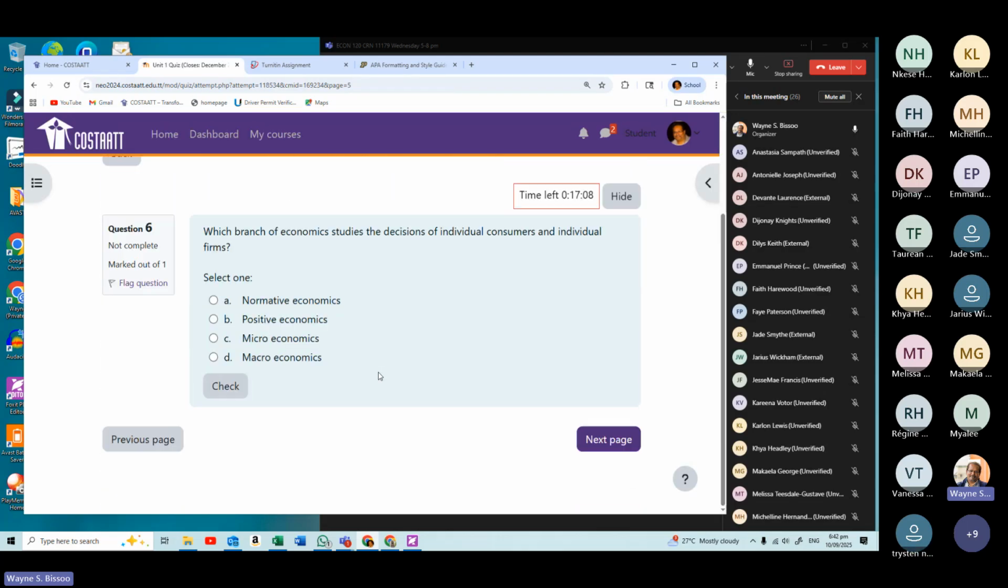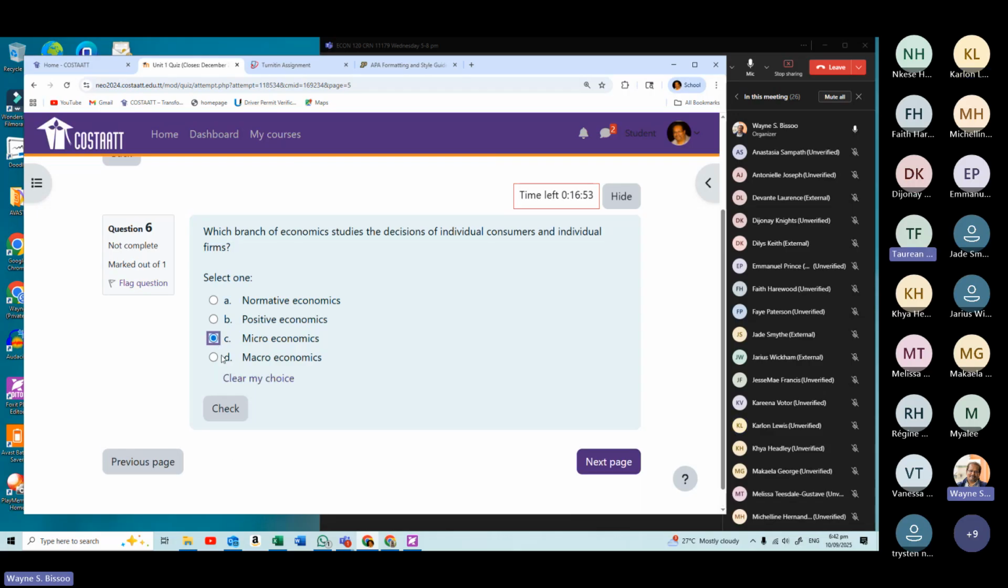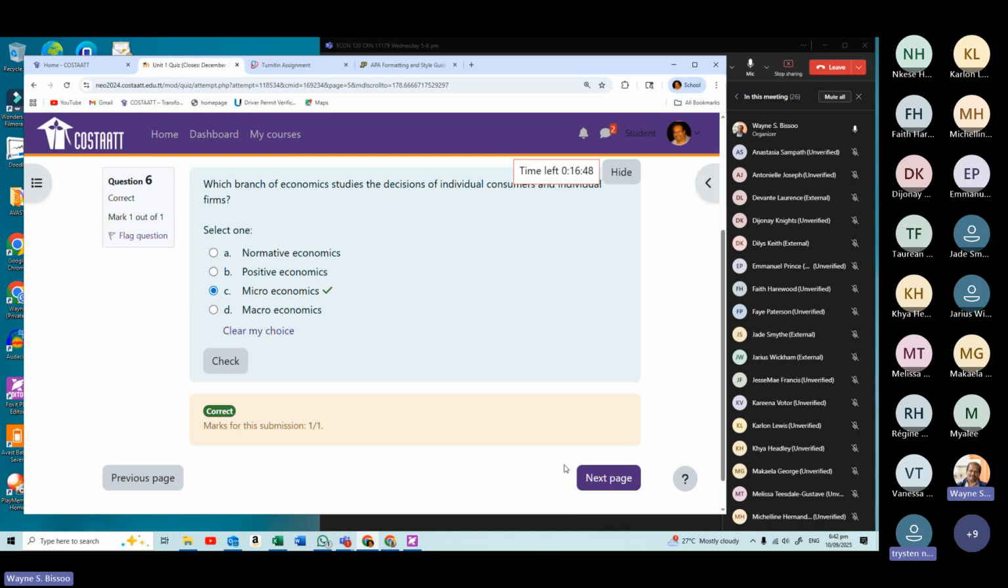Next, we have question 6. Which branch of economics studies the decisions of individual consumers and individual firms? Normative economics, positive economics, microeconomics, or macroeconomics? Microeconomics. Check C. All right, so we got that right.